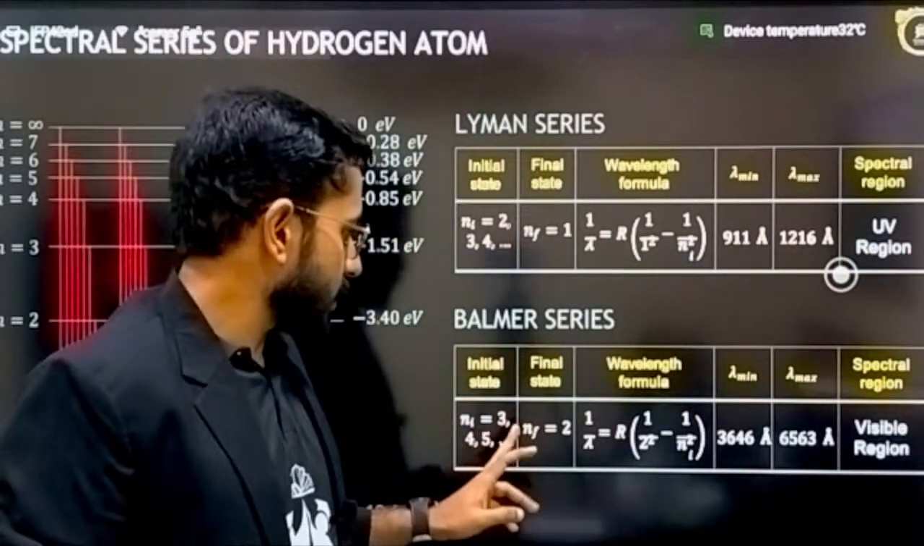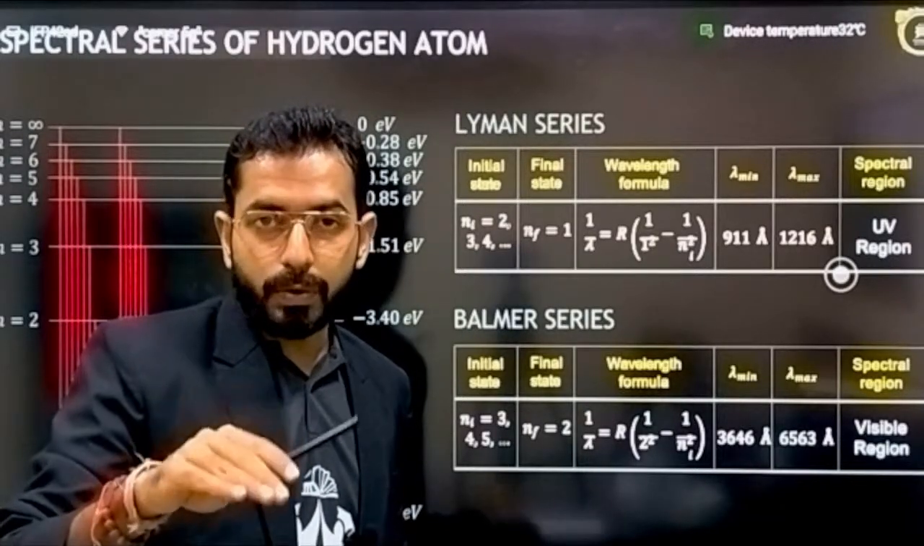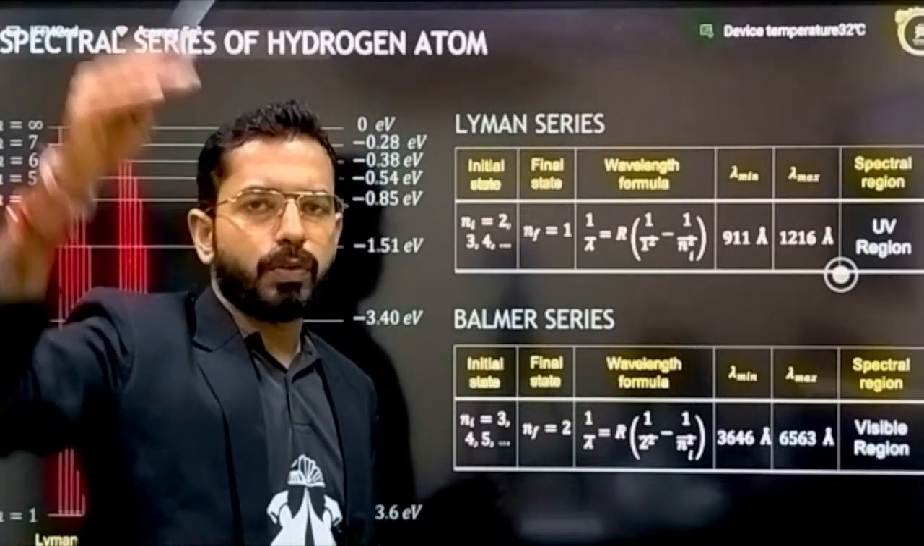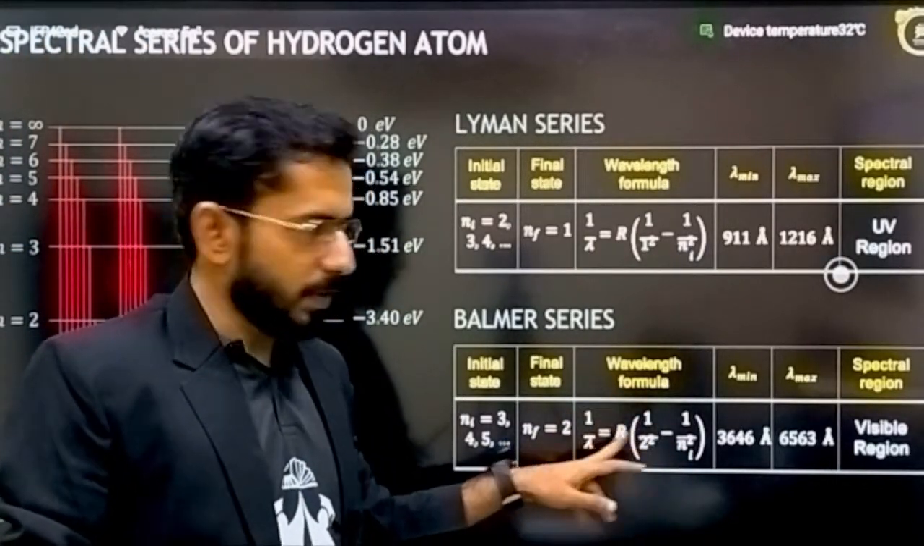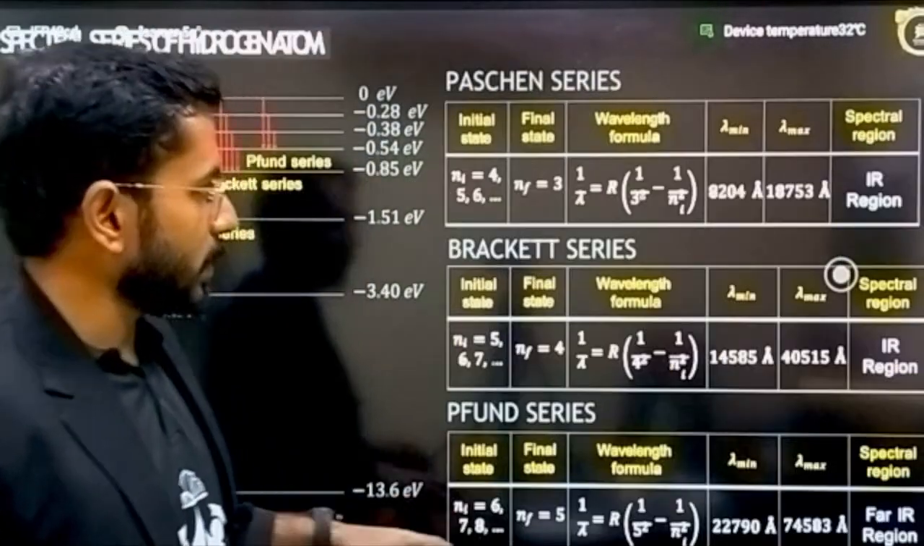The next series is the Balmer series. In the Balmer series, the destination will always be n equal to 2. That is the final destination, and it can come from 3, 4, 5, 6 and so on. You calculate the wavelength the same way, but it lies in the visible region. That is important.